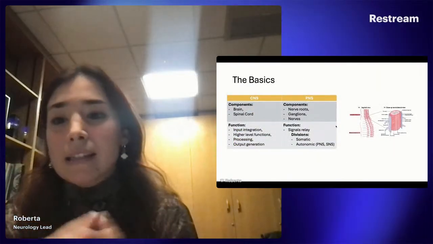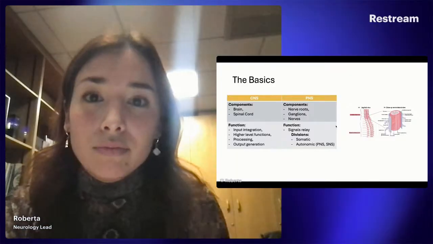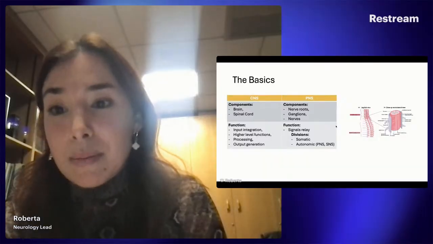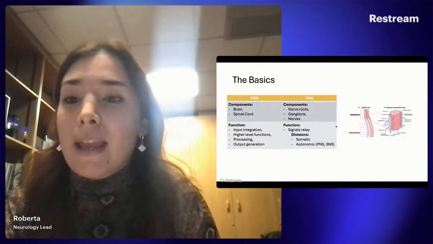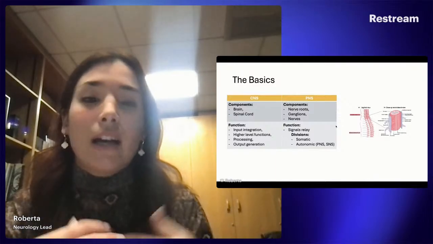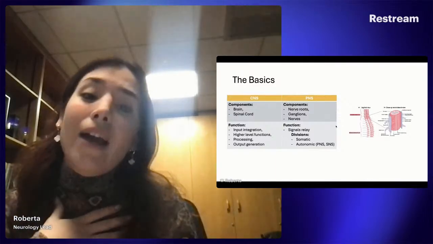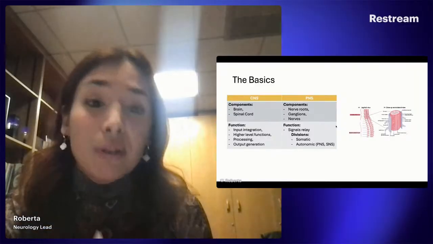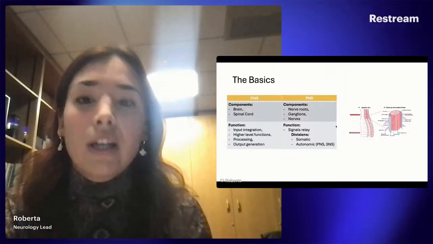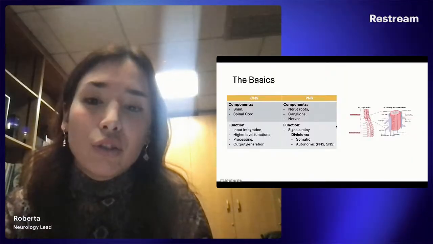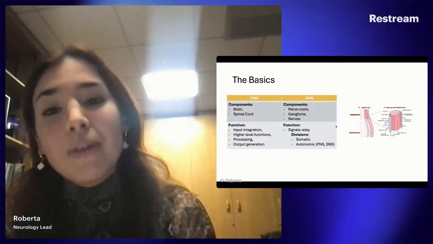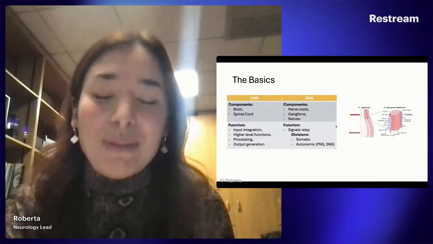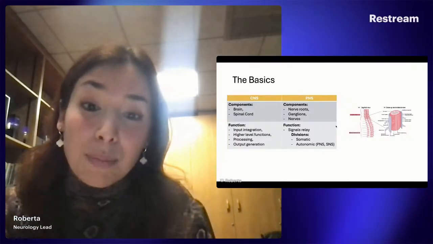So starting with the basics, this should not be new to you, but we can divide our nervous system into central and peripheral. Central being made up of the brain and the spinal cord, and its main function being input integration, higher level functions, processing, and generation of outputs. Now, those inputs and outputs travel through the peripheral nervous system, which is made up of nerves, including nerve roots and ganglions, and that could be further divided into somatic and autonomic. The autonomic being further subdivided into parasympathetic and sympathetic nervous system.